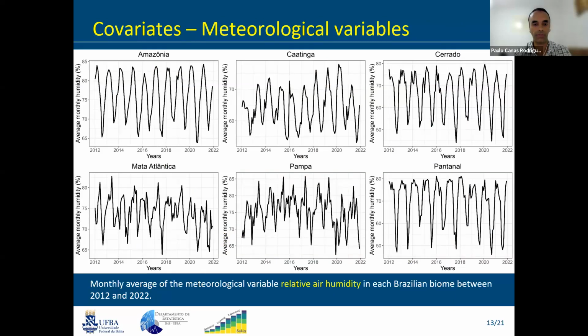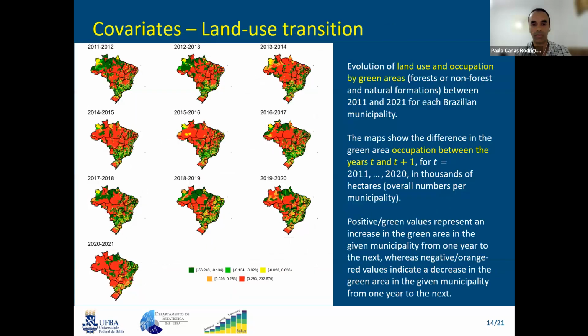Here is just an example for one of the meteorological variables, in this case, relative air humidity. We can see that in Amazonia, there is clear seasonal data. It is also visible in Cerrado and Pantanal. In Pampa, there is less than the others. There is a little bit of seasonality, but not as clear, and some kind of intermediate in Caatinga and Mata Atlântica. So this is how this meteorological variable looks.